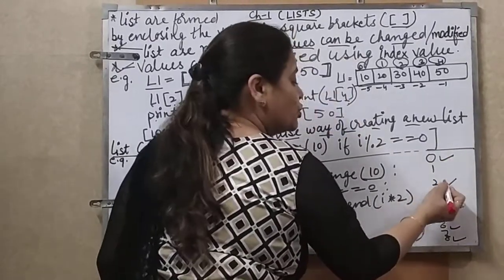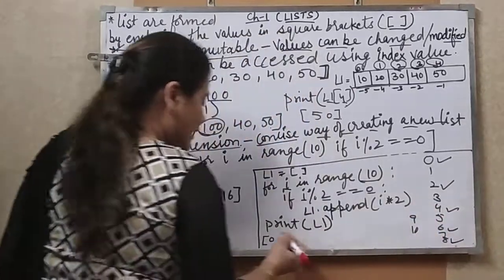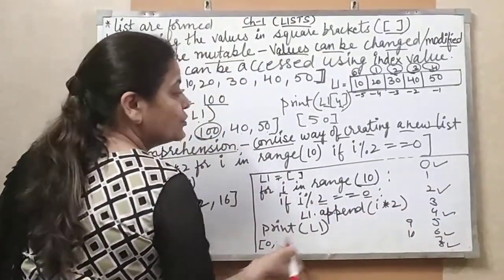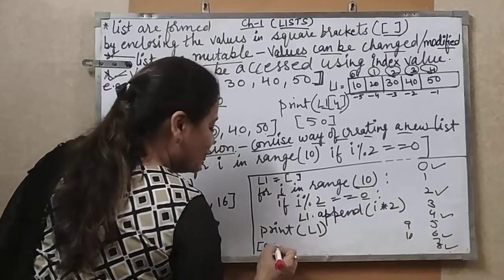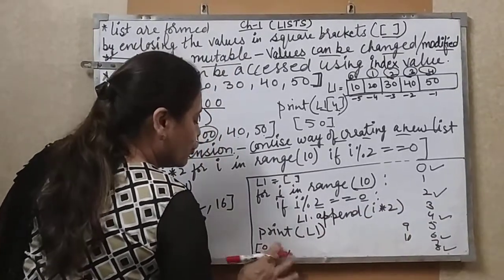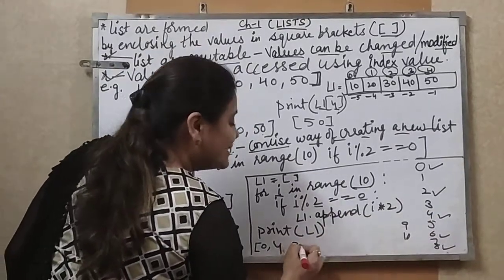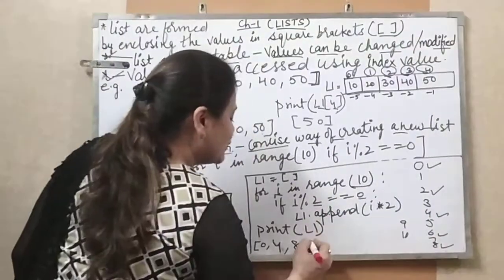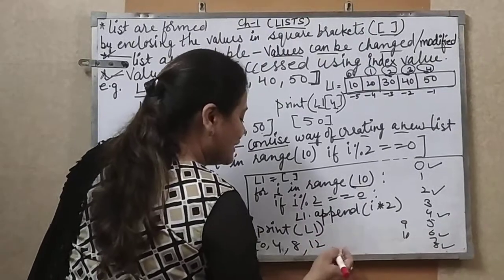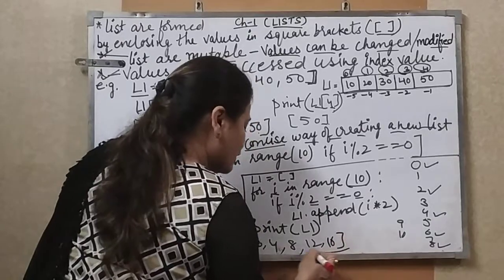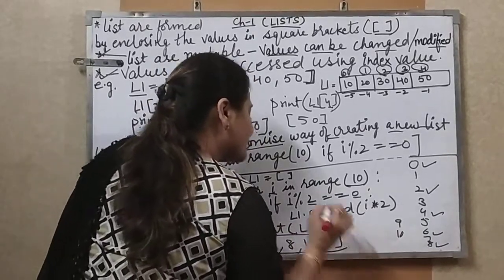Now I have to pick up the even numbers from my list. That is 0, 2, 4, 6 and 8. Then the list will be printed as 0 multiplied by 2 will be 0, and then 2 multiplied by 2 will be 4, 4 multiplied by 2 will be 8, and 6 multiplied by 2 will be 12, 8 multiplied by 2 will be 16. My new list will be created like this.